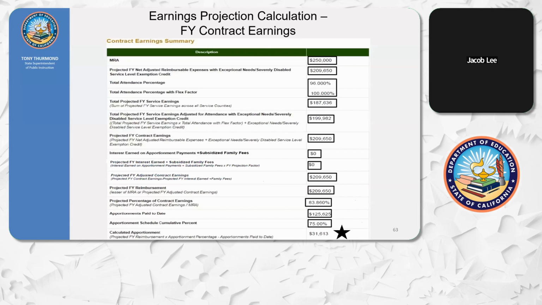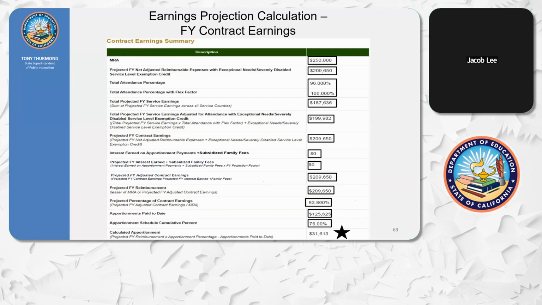Then you'll get to the projected fiscal year adjusted contract earnings line. That's going to be the projected fiscal year contract earnings minus the projected fiscal year interest earned, and then any family fees. And that's going to remain at $209,650 since there was no interest reported or family fees reported. Then we'll see the projected fiscal year reimbursement. This is going to be the lesser of the MRA or the projected fiscal year adjusted contract earnings, which is that $209,650 above. And that's going to be lesser than the MRA. So that's what's going to be listed there.